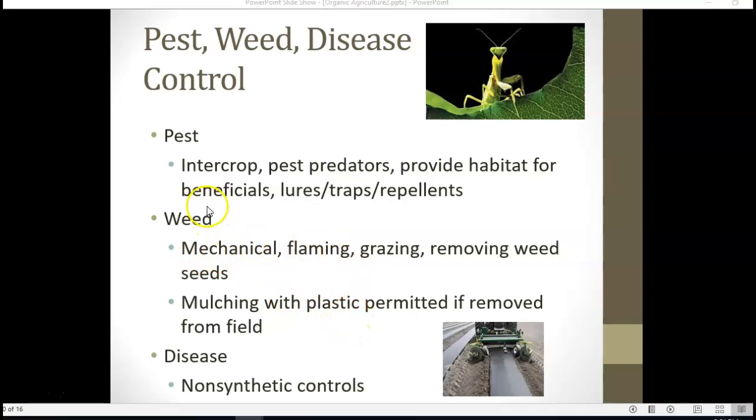You don't have to use plastic. There's other ways to control weeds. We talked about mulching as an example, mechanical methods, hoeing, or you can use a farm implement. Flaming, you can use propane to flame and superheat the weeds. Grazing animals is another way to handle weeds. And managing your fields and beds so there are no weed seeds, and that does mean pulling weeds before they flower and have seed. And you also need to use non-synthetic controls for disease, such as soil solarization, for example.